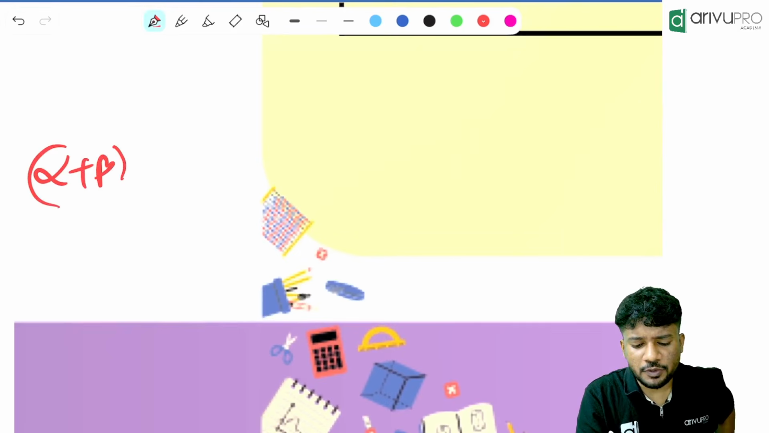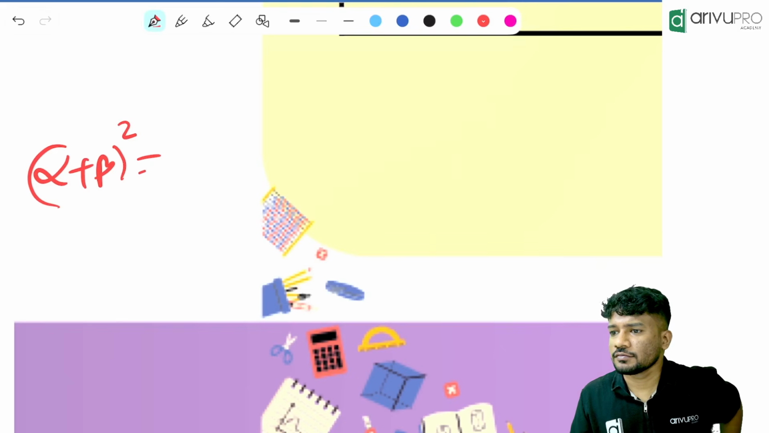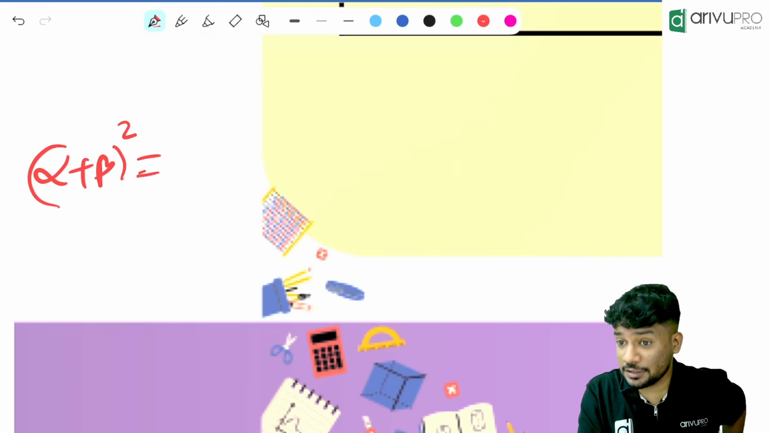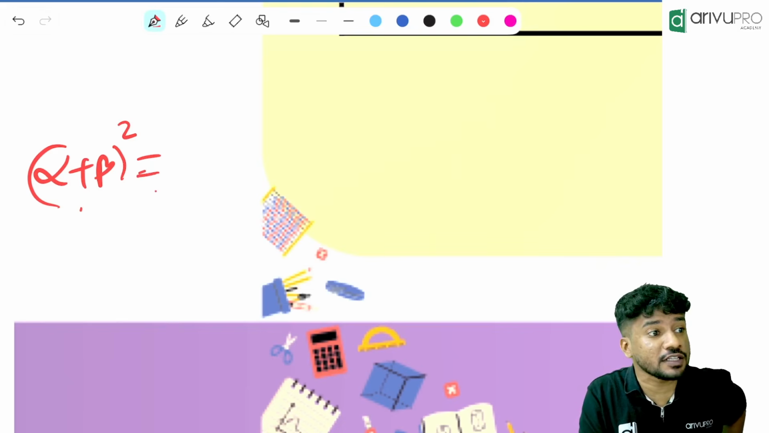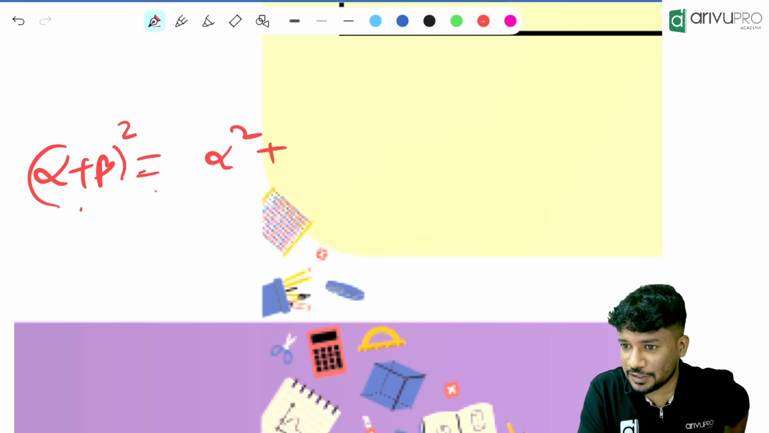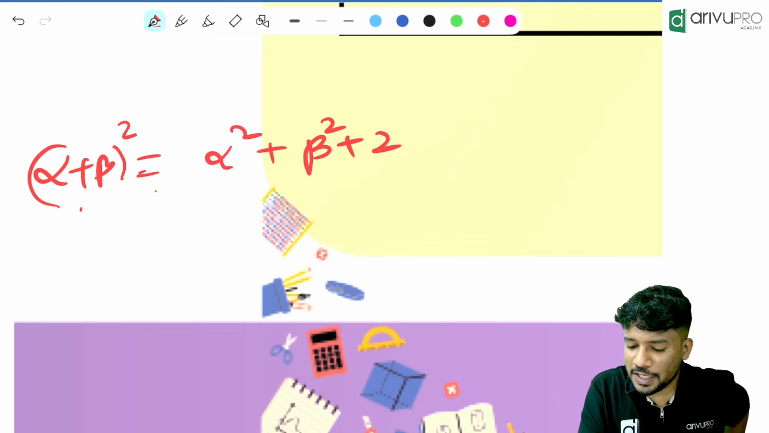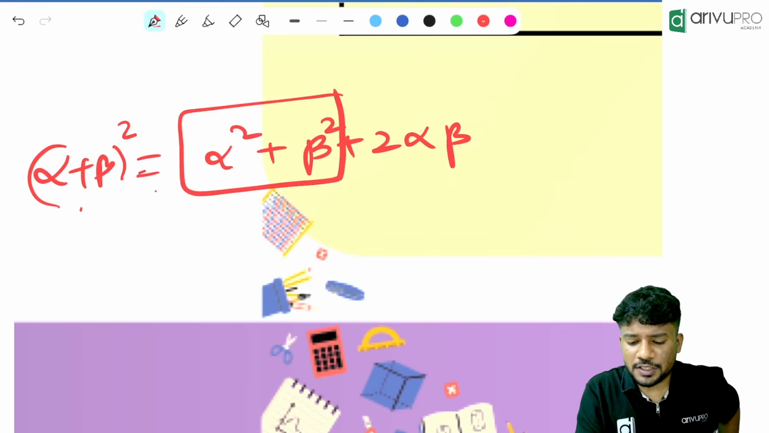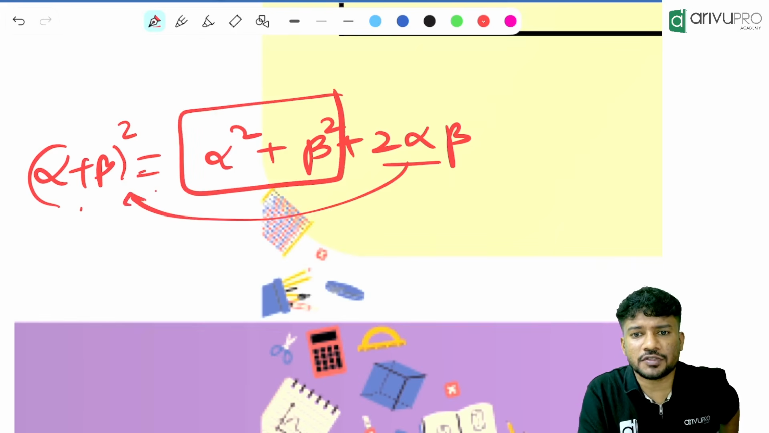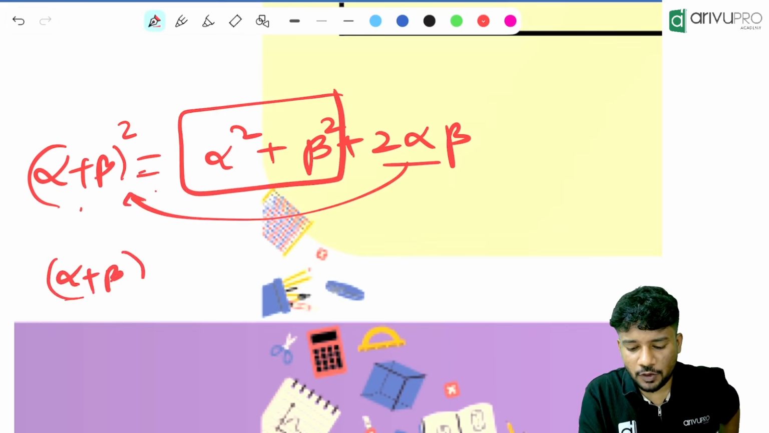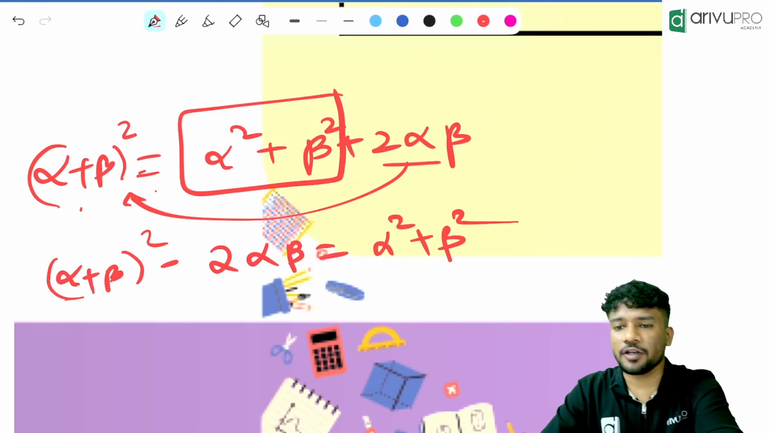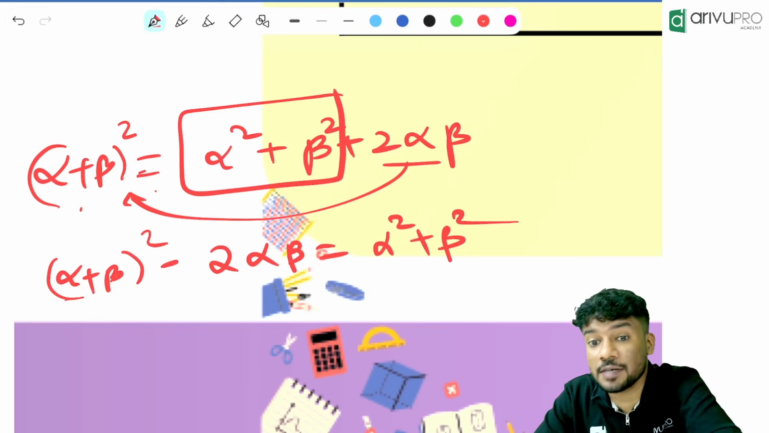Alpha plus beta the whole square is how much? Instead of a, alpha is sitting, and instead of b, beta is sitting. So can I write it as alpha square plus beta square plus 2 alpha beta? So people, what will be the value of alpha square plus beta square? That means this 2 alpha beta goes to the other side. It will become alpha plus beta the whole square minus 2 alpha beta, which is nothing but alpha square plus beta square. Keep it in your mind. This might also be required at some point.